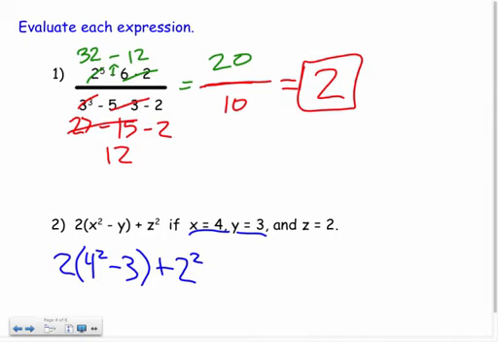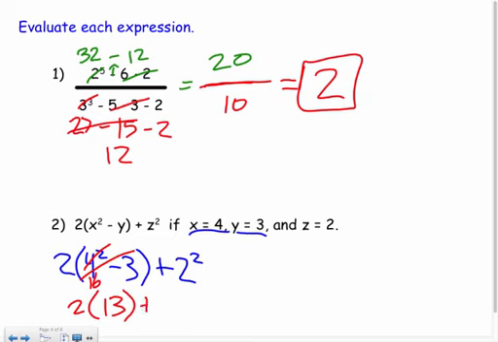Parentheses. Well, when I'm inside my parentheses, I got to follow my order of operations. So I got to do exponents first. So 4 squared, which is 16. Stay in my parentheses to finish it out. 16 minus 3 gives me 13. So that's gone. So I still have my 2 times that plus 2 squared out here. Well, I can't do anything more inside the parentheses because it's just down to 13. So I better do my exponents. Do that 2 squared, which is a 4.